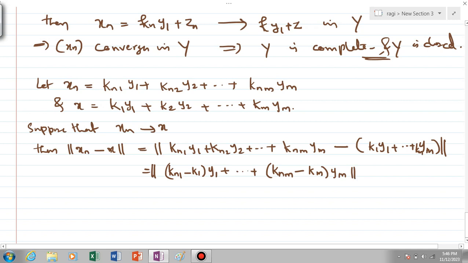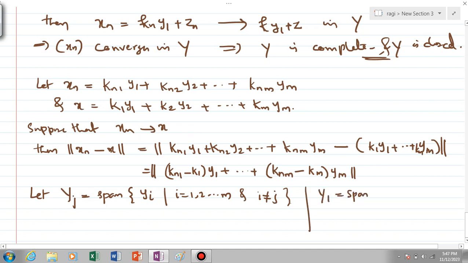Okay, and let Yj be the subspace spanned by the yi's, where i equals 1 to m and i is not equal to j. That is, capital Y1 is the span of y2, y3, etc., ym, and capital Y2 is the span of y1, y3, etc., ym, and so on.